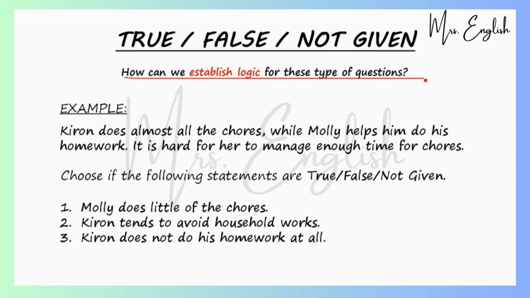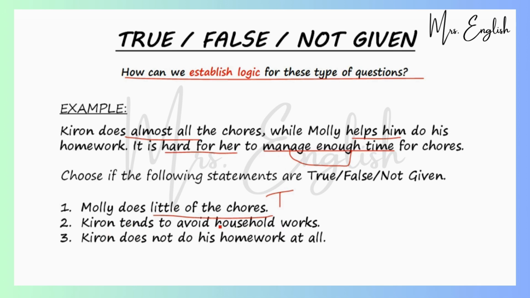Now, how can we establish logic for this type of questions? Here's an example. Kieran does almost all the chores, while Molly helps him do his homework. It is hard for her to manage enough time for chores. So can you tell me what will be the answer to these statements? First of all, the first statement says, Molly does little of the chores, which is definitely true, because she cannot manage enough time. It's clearly given here.